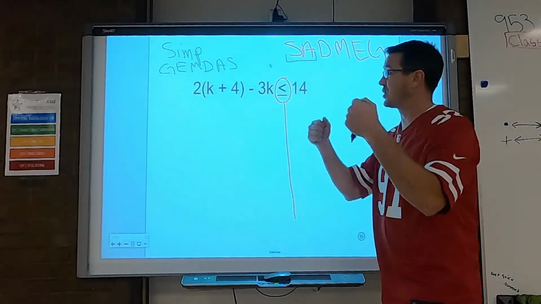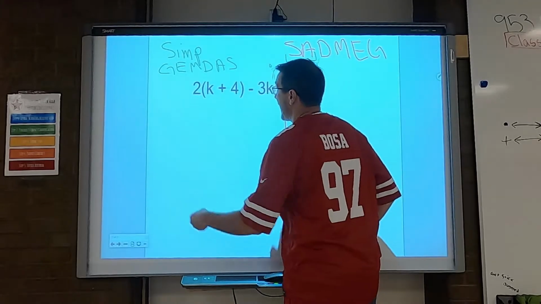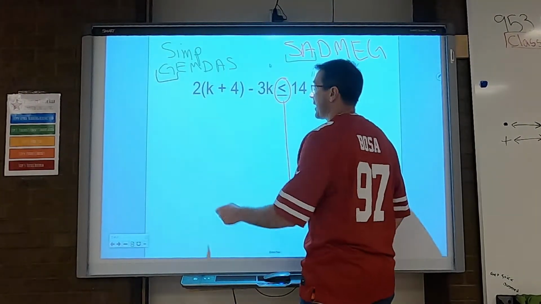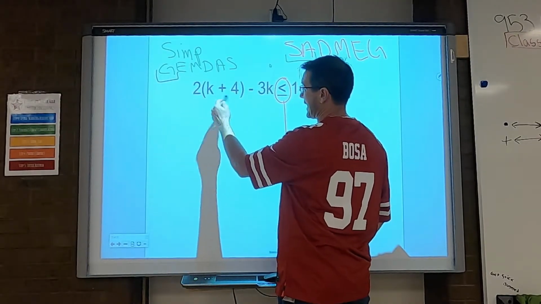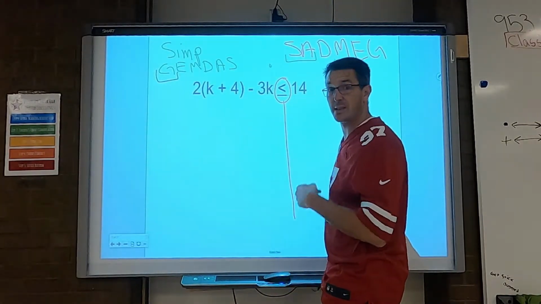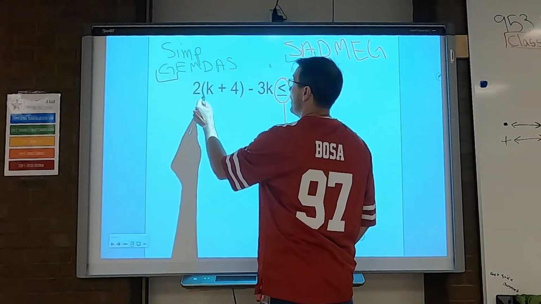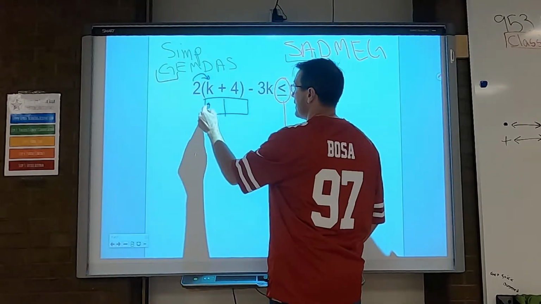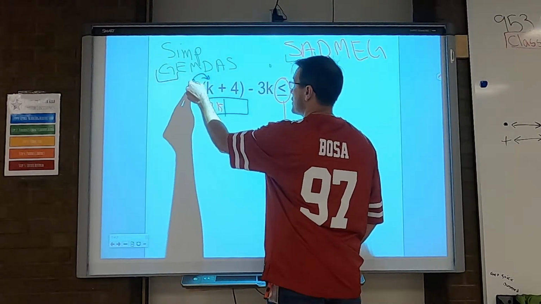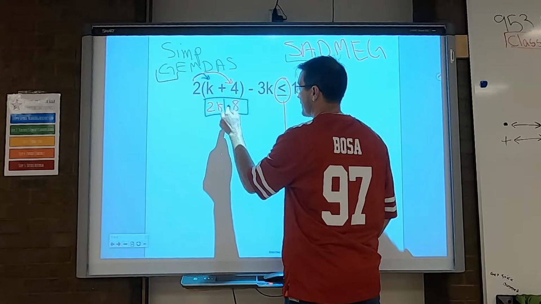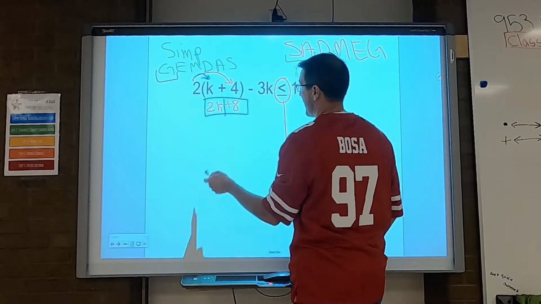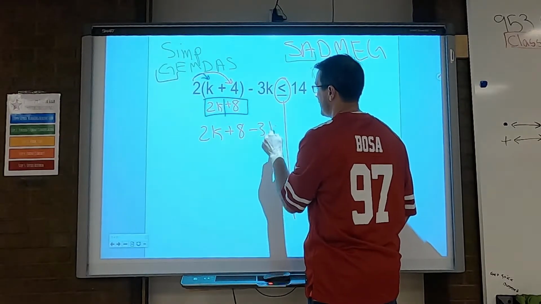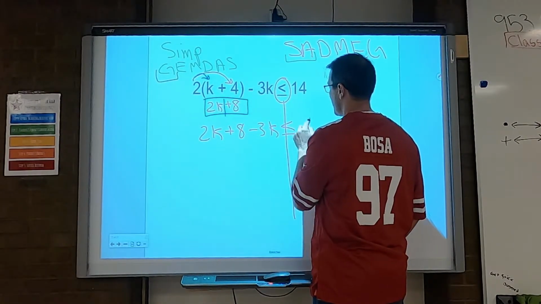GEMDAS, when I simplify, I do to the side that I'm working on. So I look at the side. According to GEMDAS, I do grouping symbols first. So I look over here on my chart. I have some grouping symbols. I can't add them, so the way to get out of grouping symbols is the distributive property. So I'm going to go an area model, and I'm going to say 2 times k. That gives me 2k. And then 2 times 4 gives me 8, right? And now that's a positive 8. And now I can bring that down. 2k plus 8 minus 3k is less than or equal to 14.